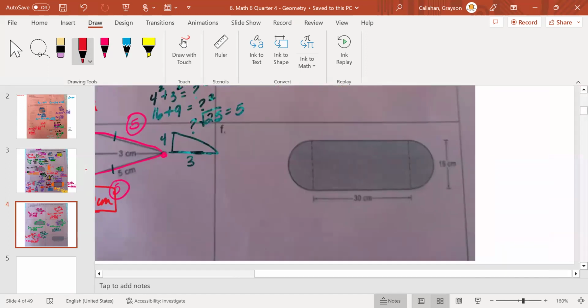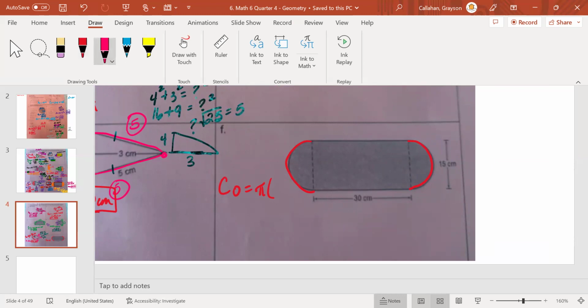All right, F, here we go. So we're gonna do the same thing. This one here is half a circle. This is a half a circle. So the circumference of the whole circle, because there's a whole circle if you put the two together, right? Is pi times the diameter. What's the diameter of the circle? It's from here to here. Good, 15. So 15. So we have that.